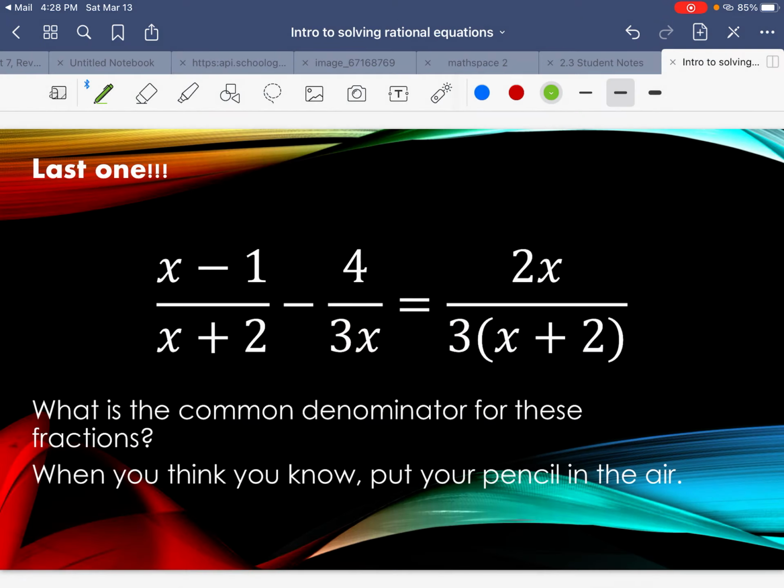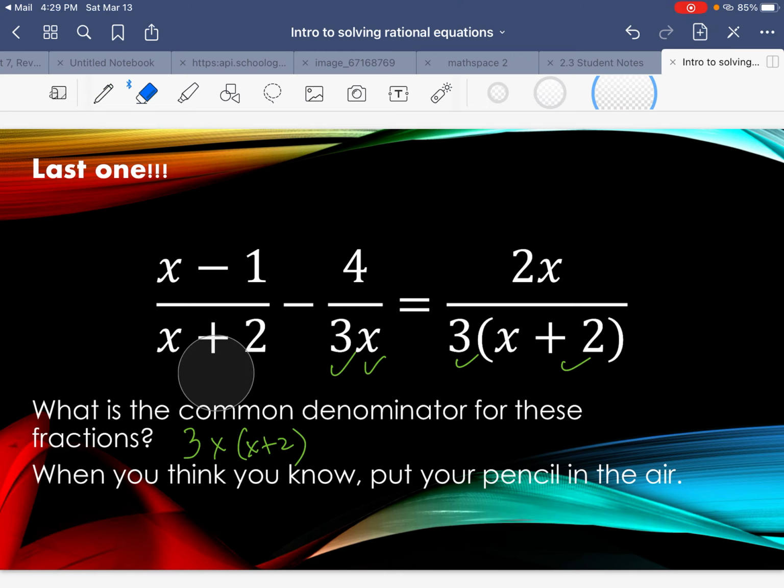All right. So last one here. Okay, so go ahead and type in the chat for me what you think the common denominator would be. All right, so hopefully you notice that these two guys want a 3, so I'm going to do that. This guy wants an x, so I'm going to include an x. And both of these guys want an x plus 2, and they can share it. All right, so there's my common denominator, and that's the first decision I have to make.